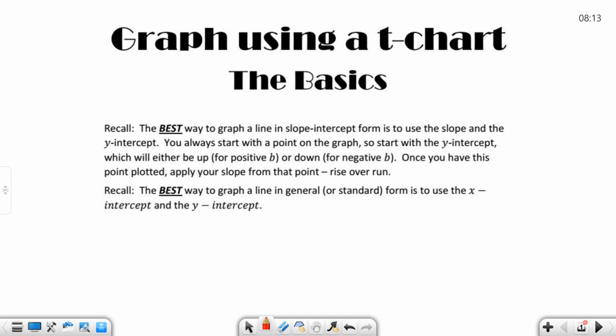You always start with a point on the graph, so start with the y-intercept, which will either be up for positive b or down for negative b, and once you have this point plotted, apply your slope from that point, rise over run, okay?